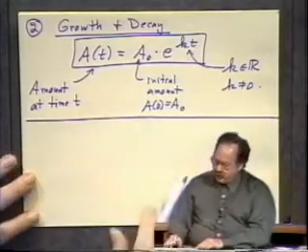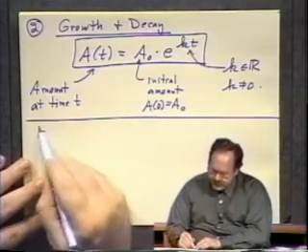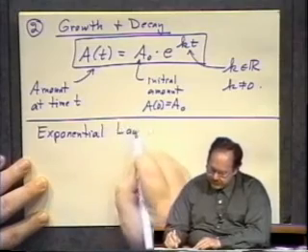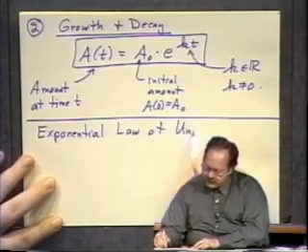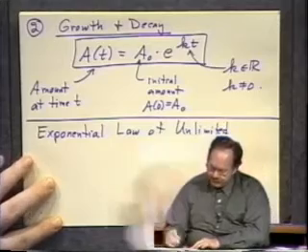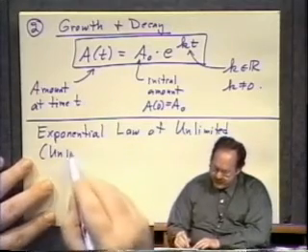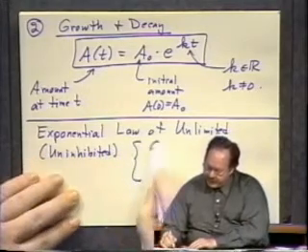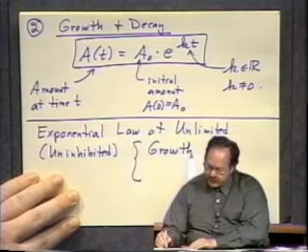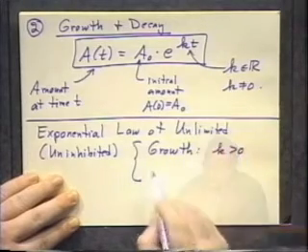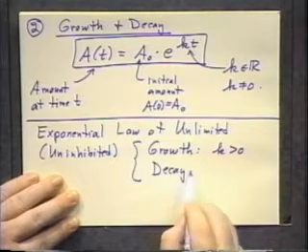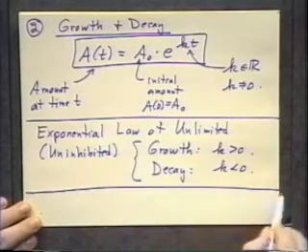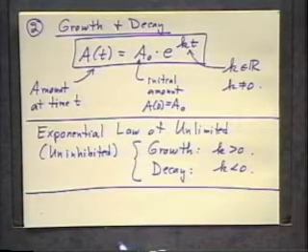And what is this law called? This is actually referred to as the exponential law of unlimited, or sometimes you might say uninhibited, and it's either growth or decay, depending on what k is. It's uninhibited or unlimited growth if k is greater than 0, and it's unlimited or uninhibited decay if k is less than 0. So the k is what determines the growth or the decay here.